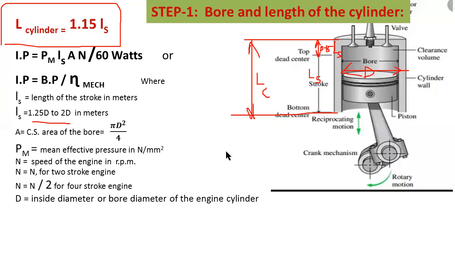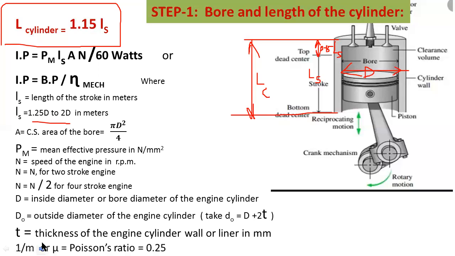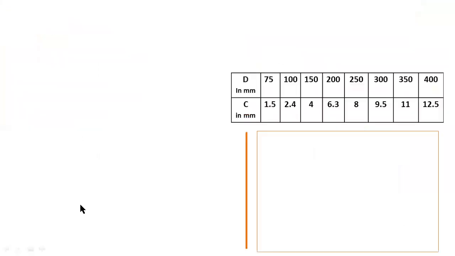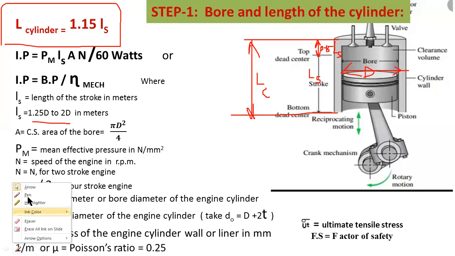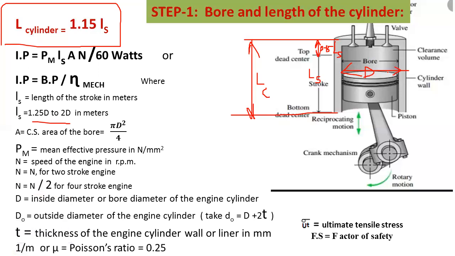Now here capital D is the bore diameter or internal diameter of the cylinder, and D naught is the outer diameter. You can observe here, this one is the inner diameter and this one is the outer diameter. This is D naught, and this is D. Inside diameter is also called bore, and D naught is the outer diameter of the cylinder.